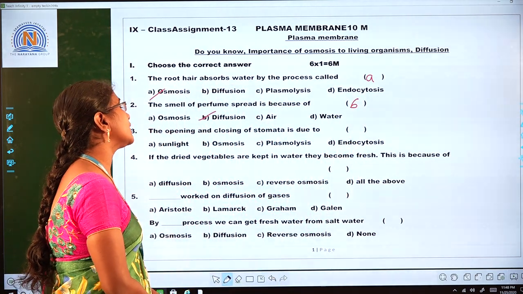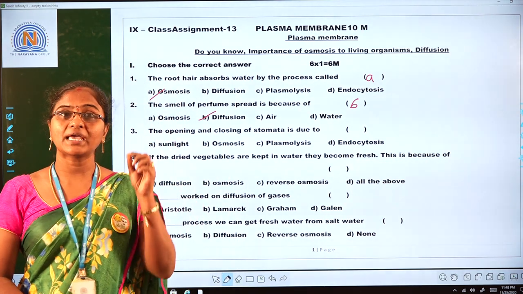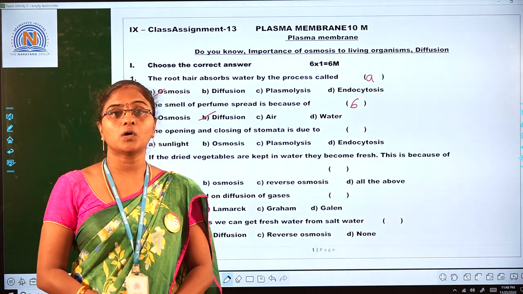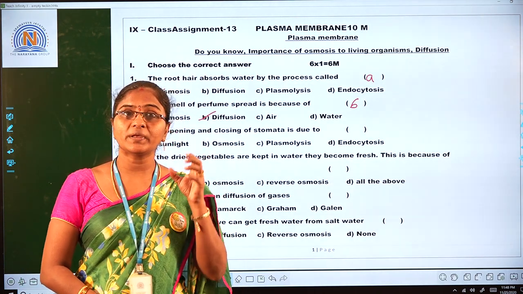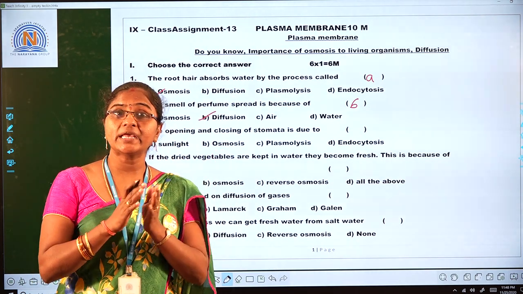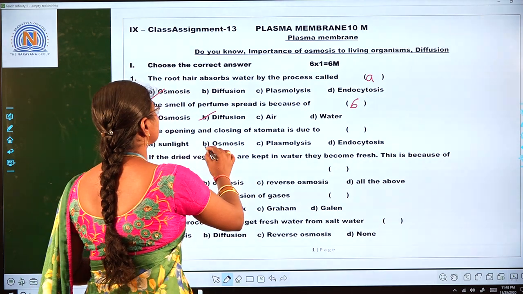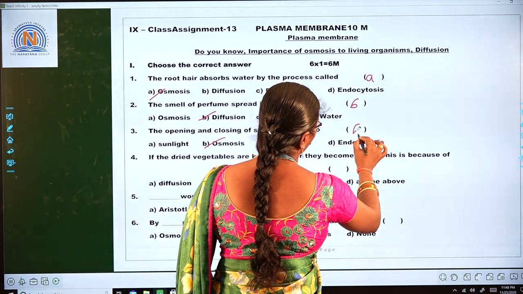The opening and closing of stomata is due to. On the leaf surface, minute openings are present, they are called stomata. The openings of stomata are controlled, guarded by guard cells. The opening and closing of these stomata is done by the osmosis process, option B.